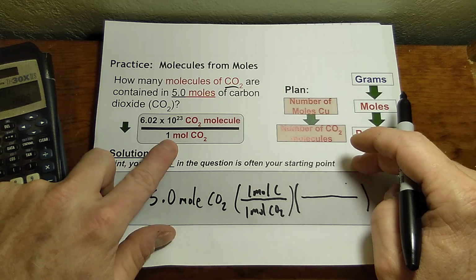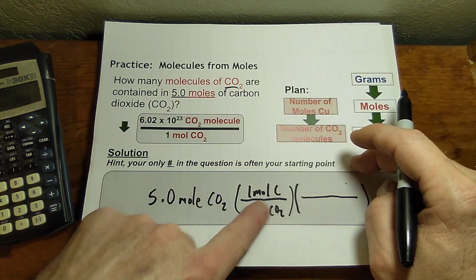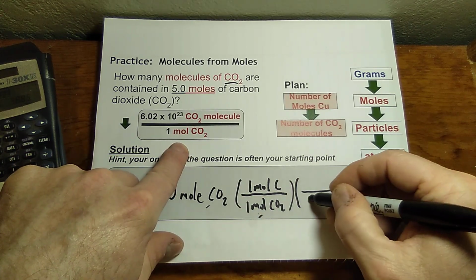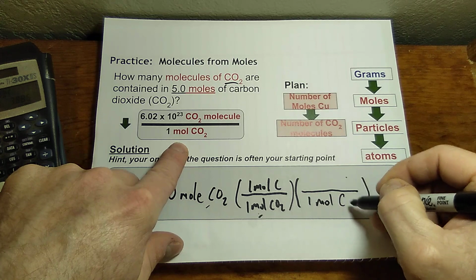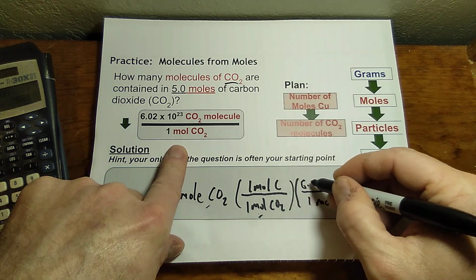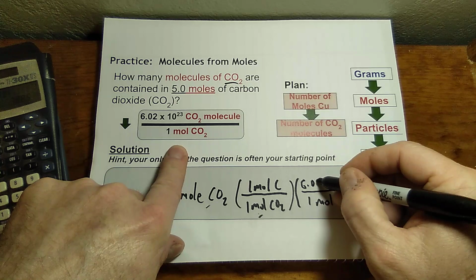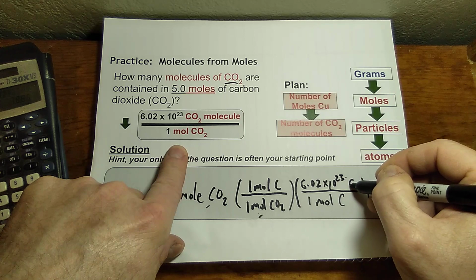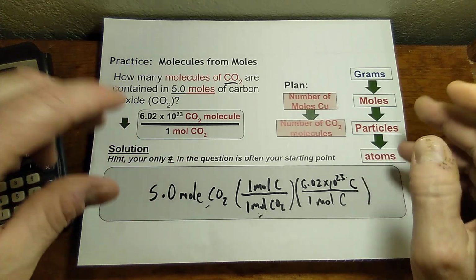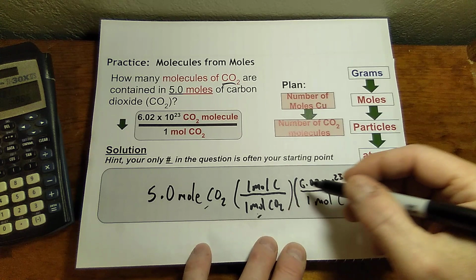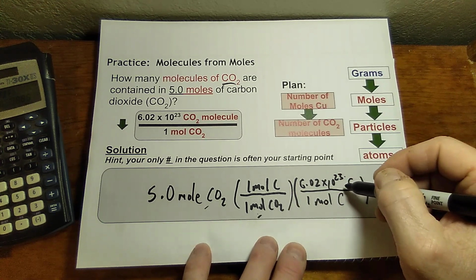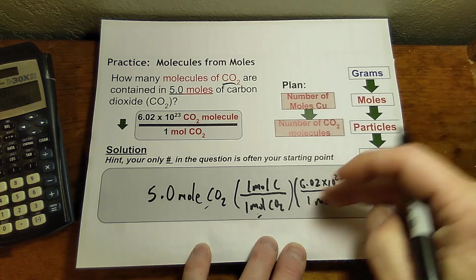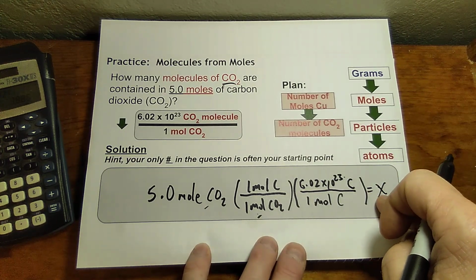So then we would say, okay, now it didn't ask for a number of moles of carbon. It wanted the number of molecules. So I need to have 1 mole of carbon on the bottom to cancel that out. And for that 1 mole of carbon, I know there are always 6.02 times 10 to the 23rd carbon atoms. So 1 mole of carbon has 6.02 times 10 to the 23rd carbon atoms. And that would give us our answer. So we can just say X, and we could solve for that. And that would give us our final answer.